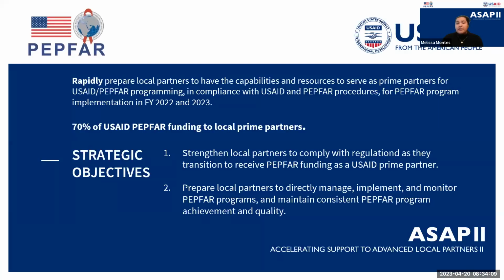Just a little background on ASAP. ASAP is Accelerating Support to Advanced Local Partners. Our aim is to rapidly prepare local partners to have the capabilities and resources to serve as prime partners for USAID and PEPFAR programming. We have 2 strategic objectives. The first is to strengthen local partners to comply with regulations as they transition to PEPFAR funding as a USAID prime partner. And the second is to prepare local partners to directly manage, implement, and monitor those programs.